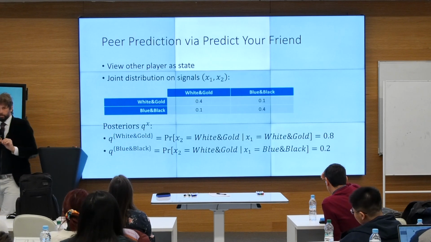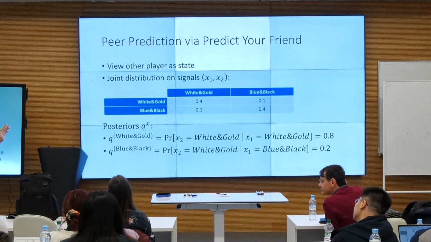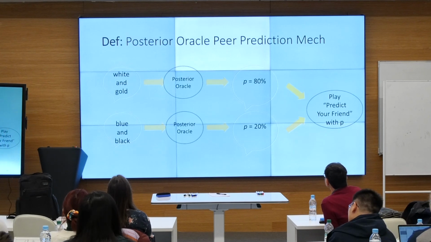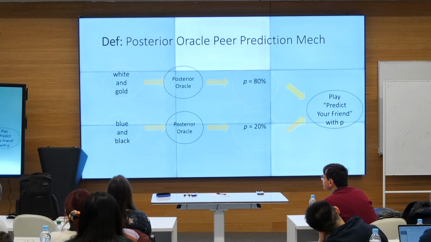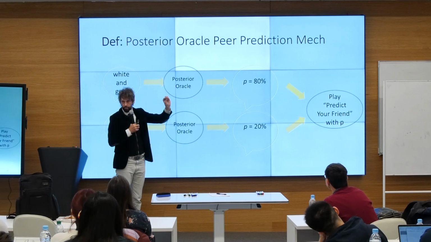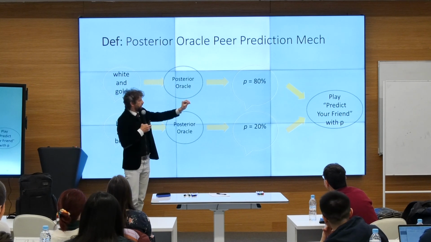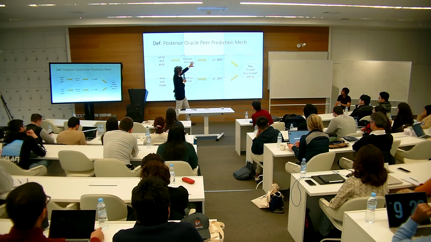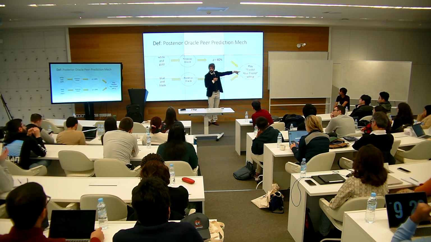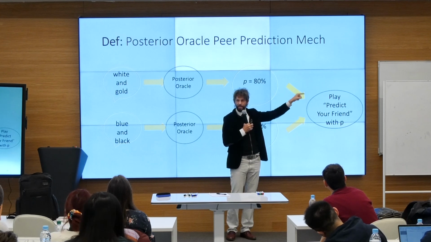Cool. So let's imagine that the mechanism designer also knows this information. Then we can design a mechanism for asking you your belief, your signal. So I'm going to ask you, what do you see, white and gold or blue and black? You say white and gold. Now I know your posterior, so I can map your report through this posterior oracle, which tells me what I think your friend sees. If you see white and gold, the posterior oracle says your friend has a probability 80% of seeing white and gold. Then we can put that in the scoring rule we had before, which was a proper scoring rule for predicting your friend's belief.